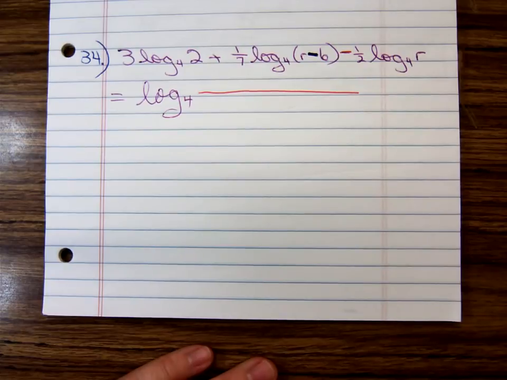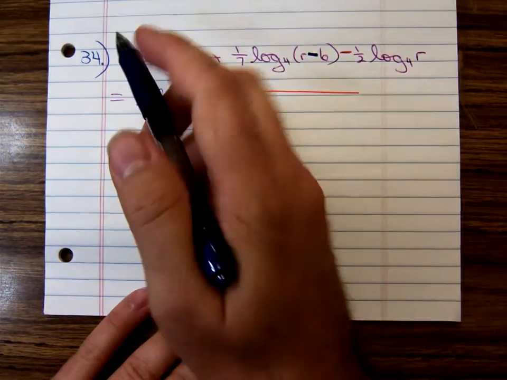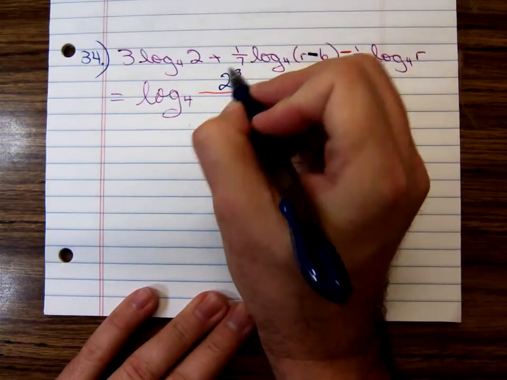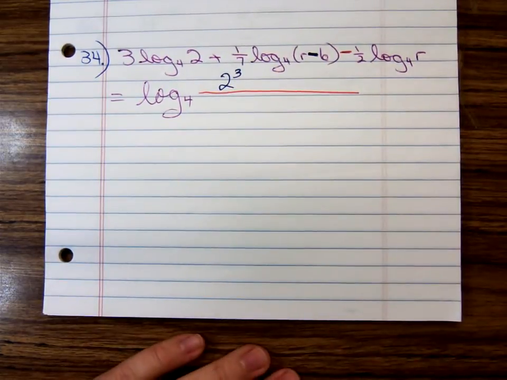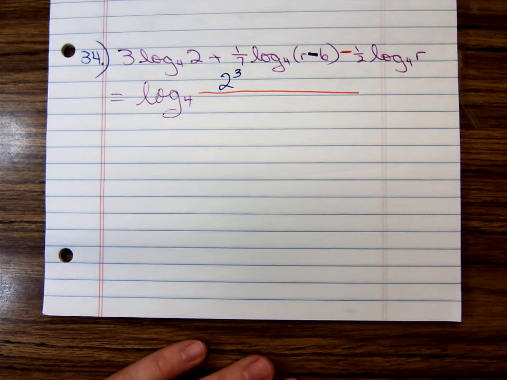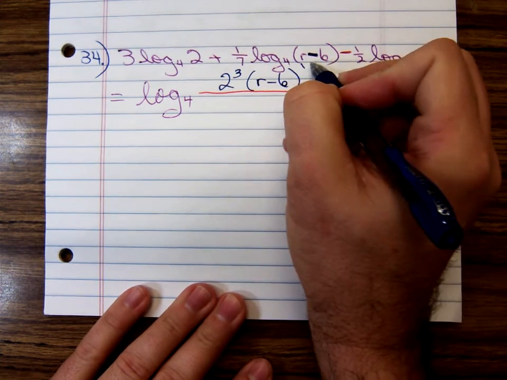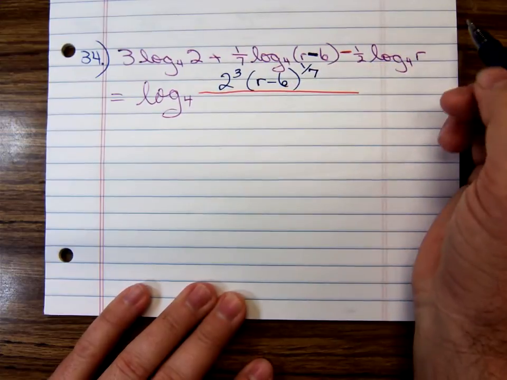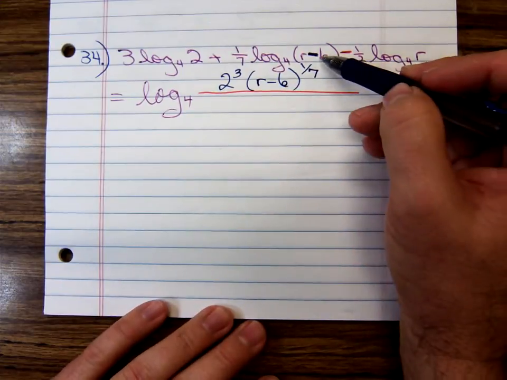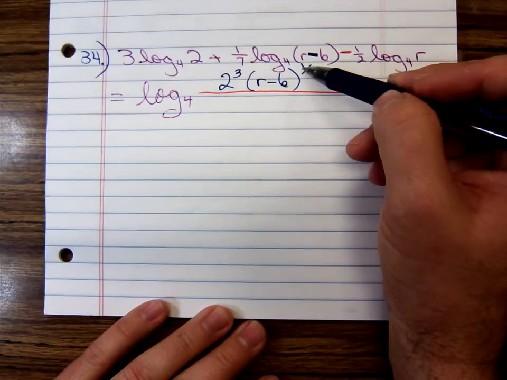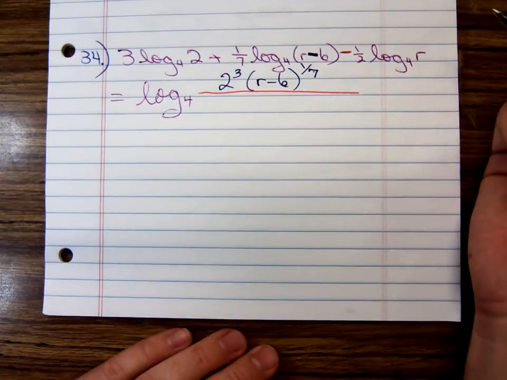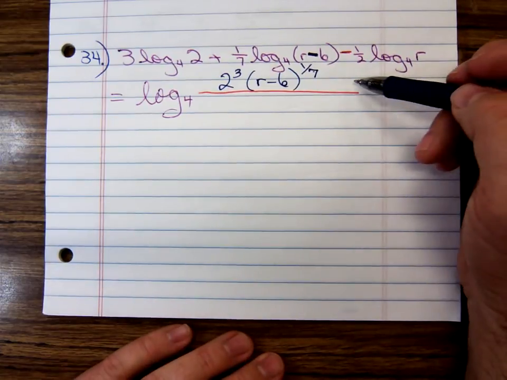What have we got on top? 2 cubed. Okay, a 2 cubed. That's where you're getting that 8. What else? R minus 6. R minus 6. Okay, I'll write that in a second step. But you're right. It'll be an r minus 6 to the 1/7. That's the same thing as the 7th root. Anything else on top? No.